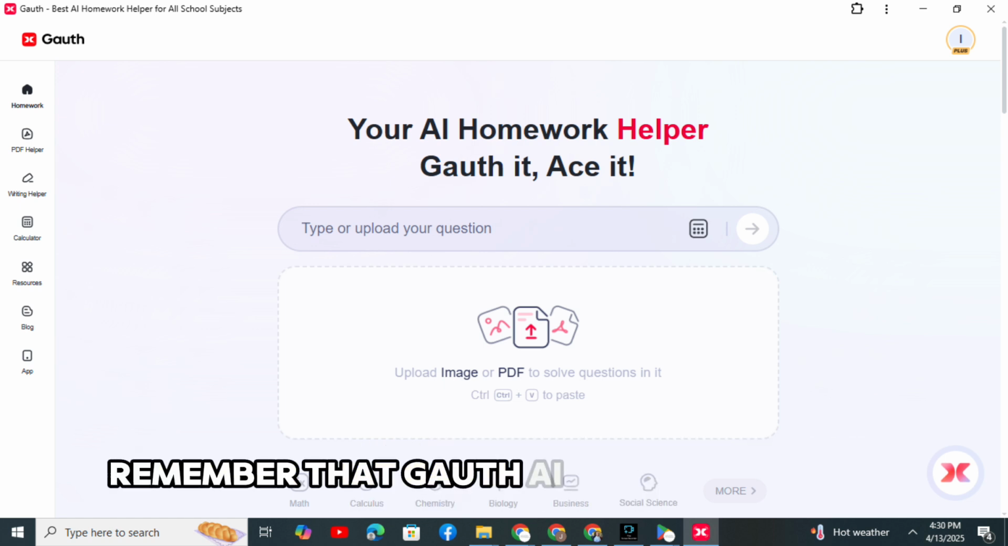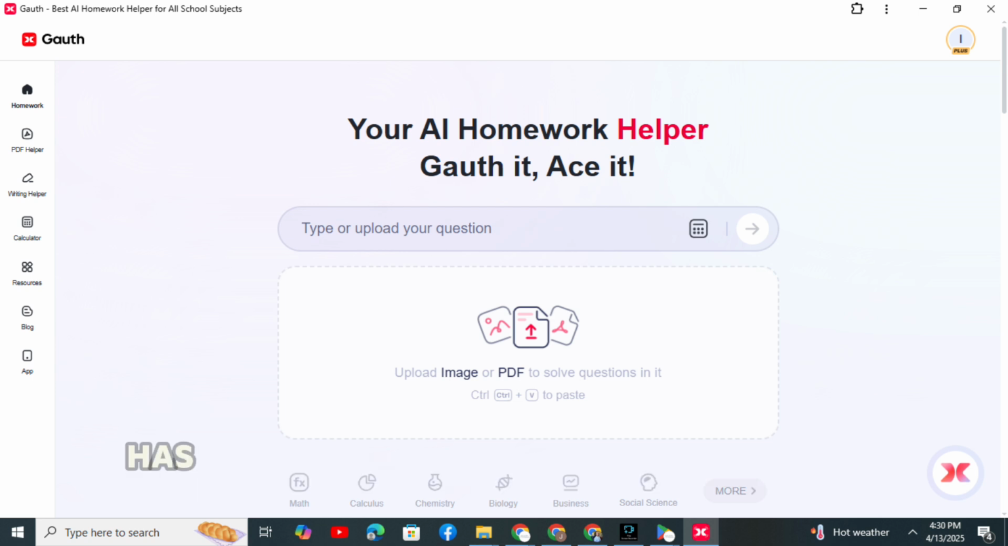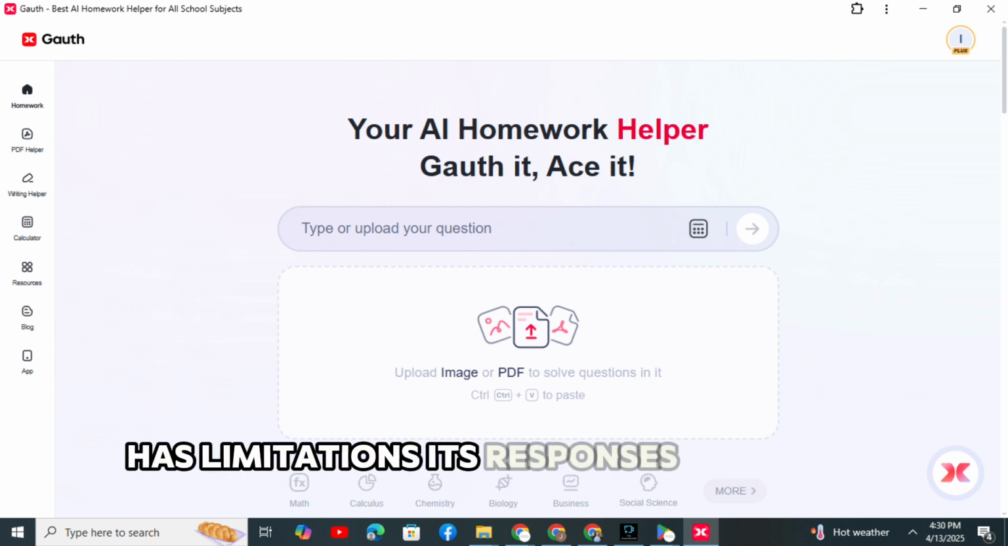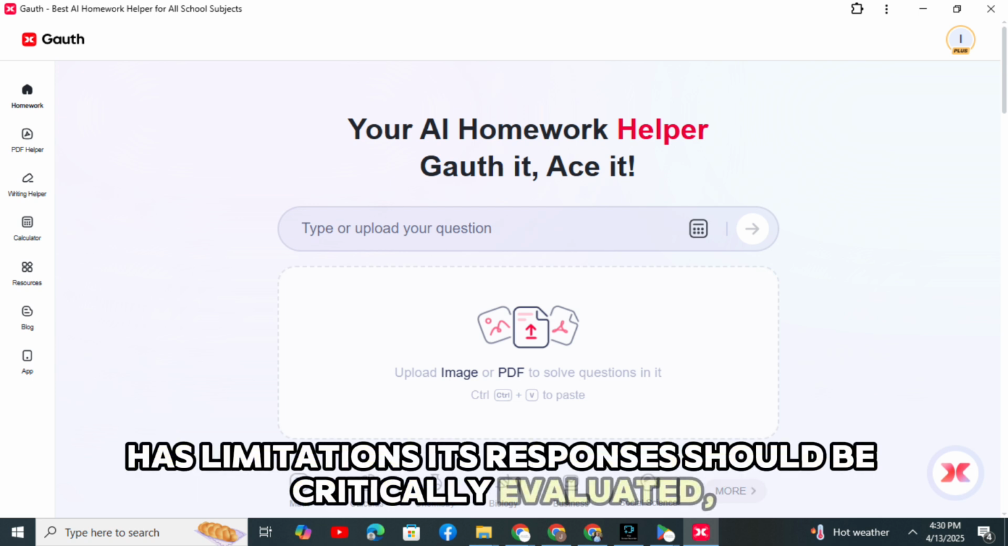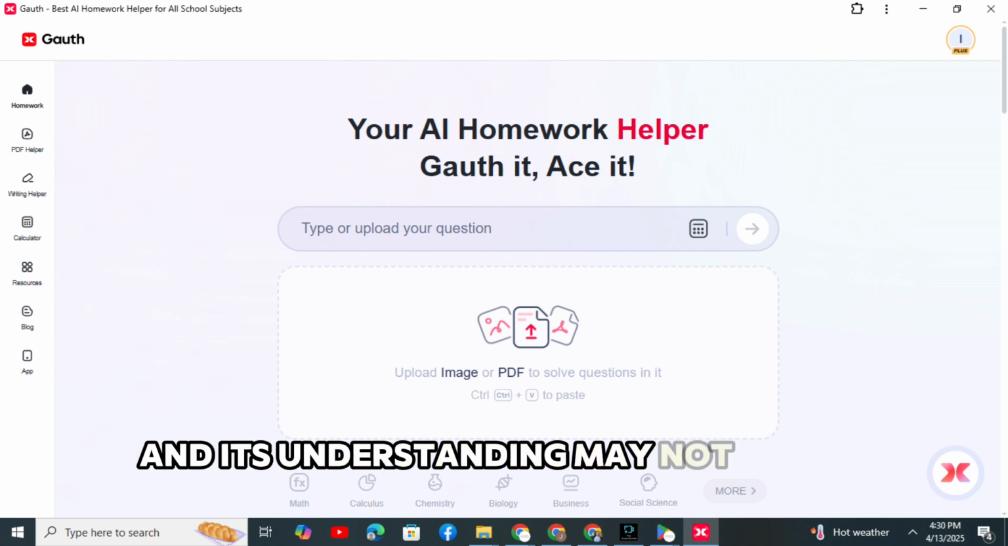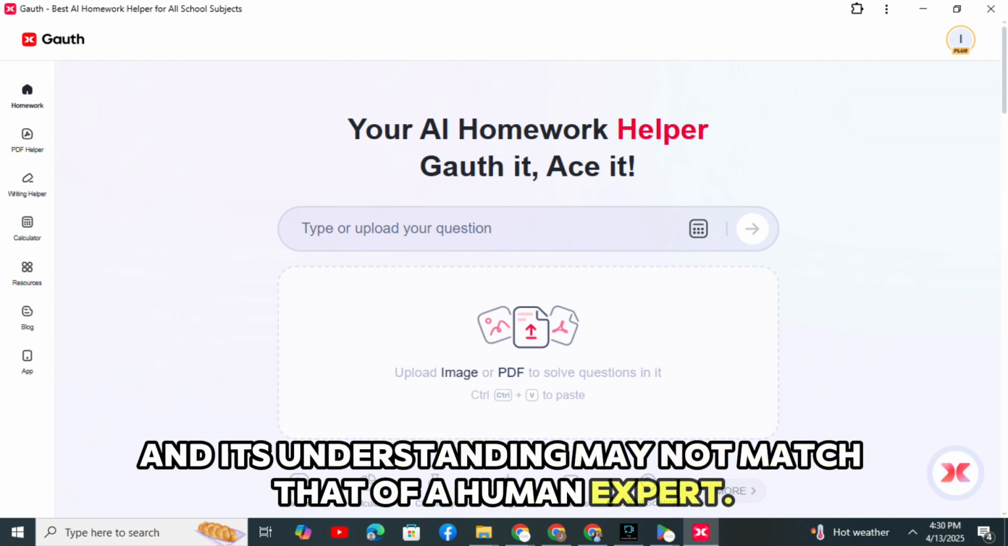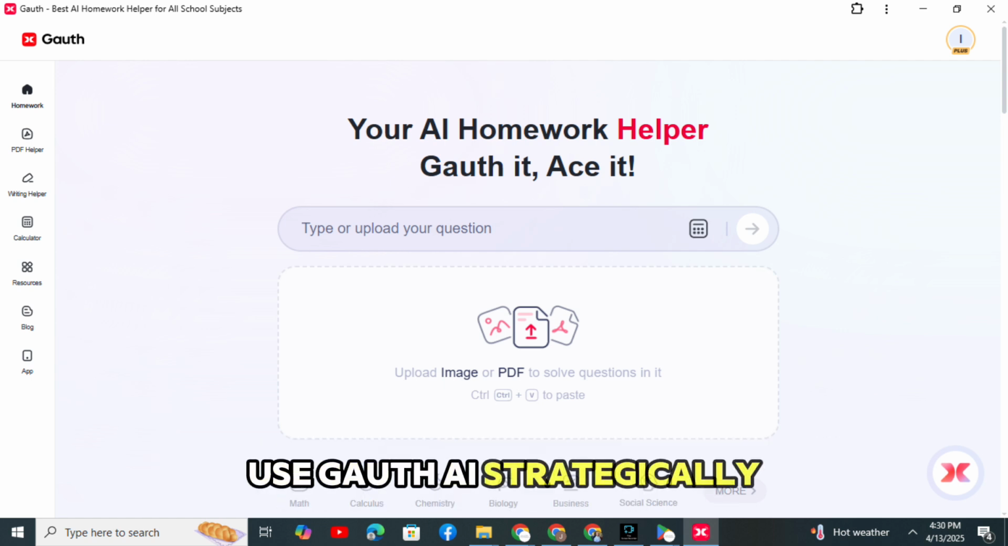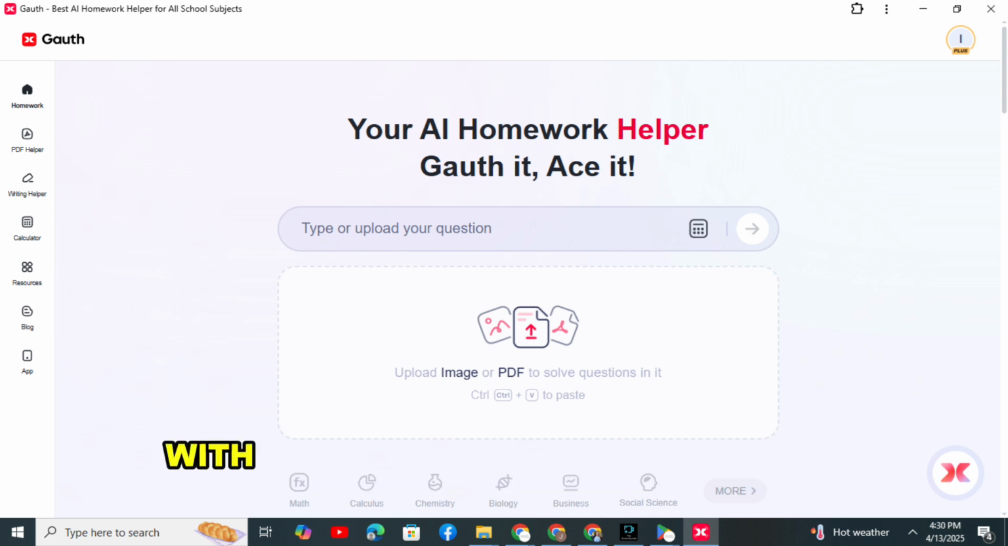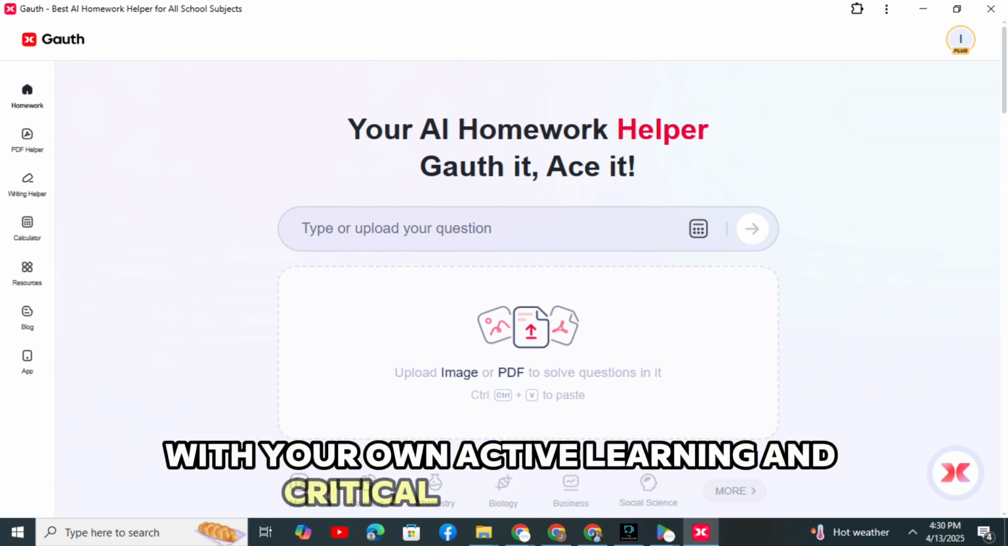Remember that Gauth AI, while powerful, has limitations. Its responses should be critically evaluated, and its understanding may not match that of a human expert. Use Gauth AI strategically, supplementing its assistance with your own active learning and critical thinking skills.